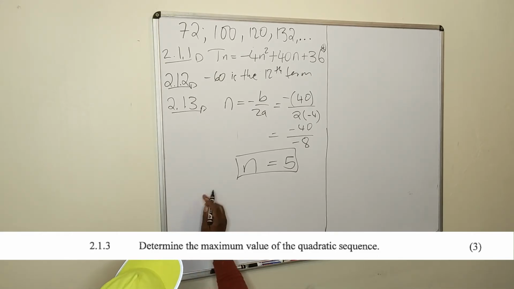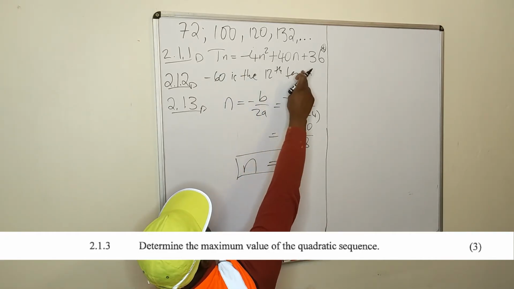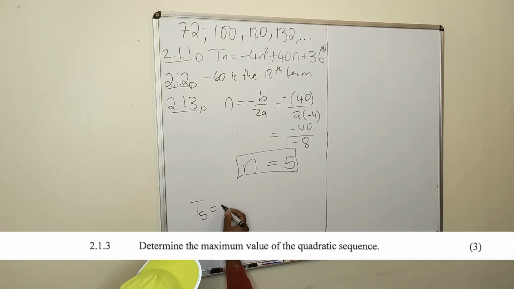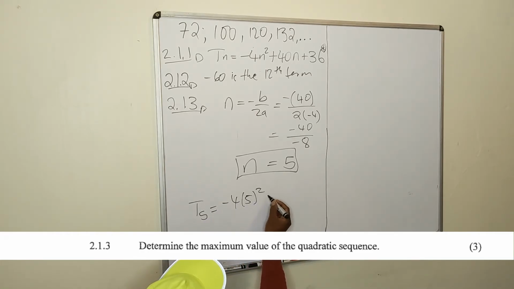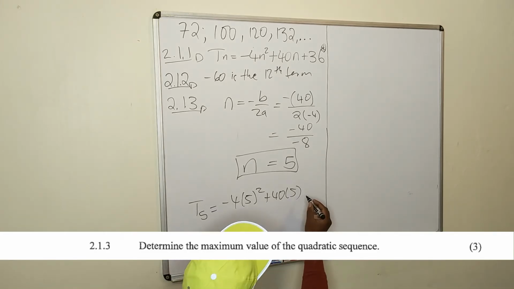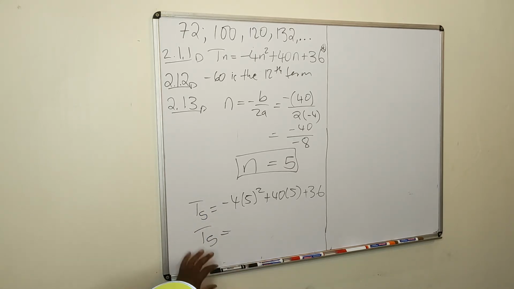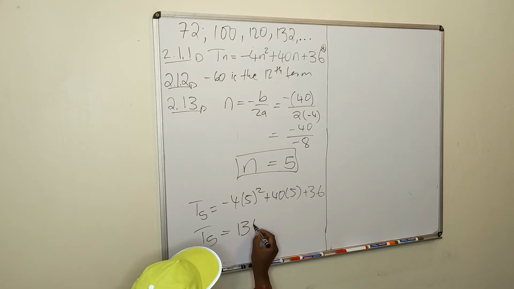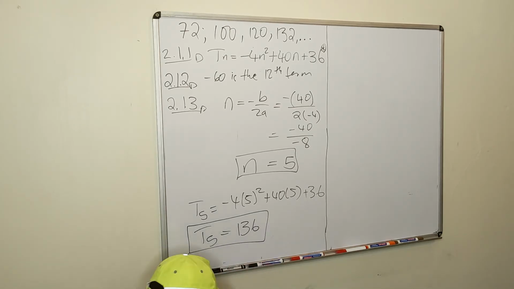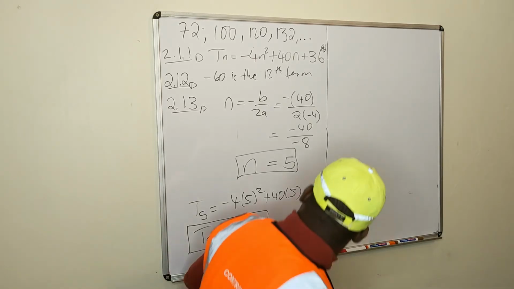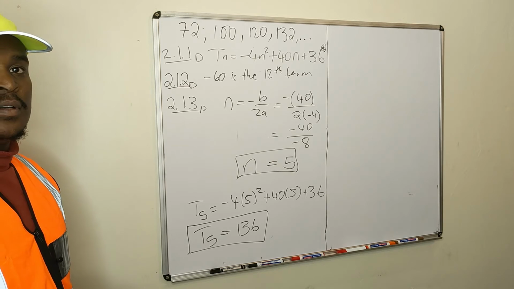So you find T5, which is the actual value, by substituting 5 here. So you say T5 will be equal to minus 4 times 5 all squared plus 40 times 5 plus 36. The value of T5 will be your maximum value of this sequence. So you get that T5 is 136, and this is the biggest, the largest value of the sequence. We go to the next question.